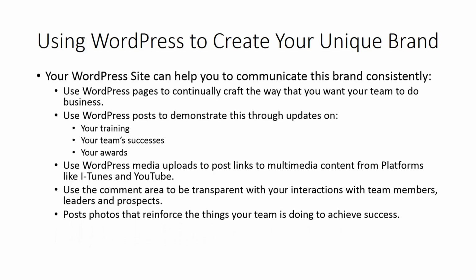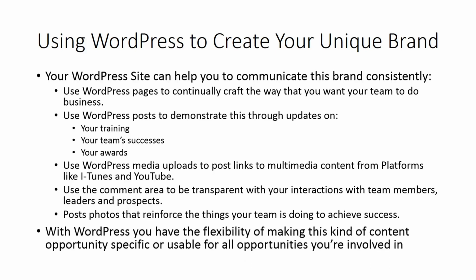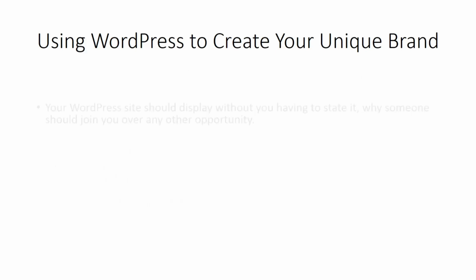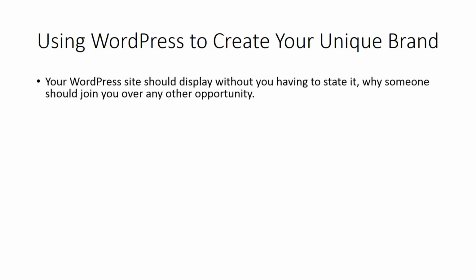You can post photos that reinforce the things that your team is doing to achieve success. And with WordPress, you have the flexibility of making this kind of content opportunity specific or usable for all opportunities you're involved in. Your WordPress site should display, without you having to state it, why someone should join you over any other opportunity.